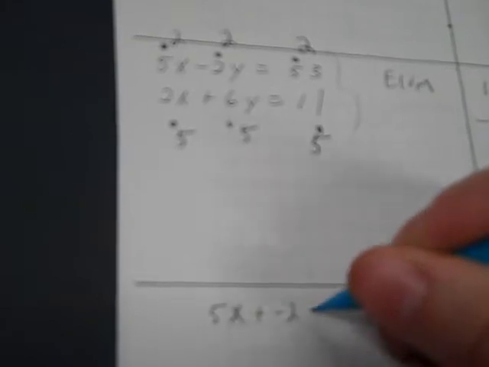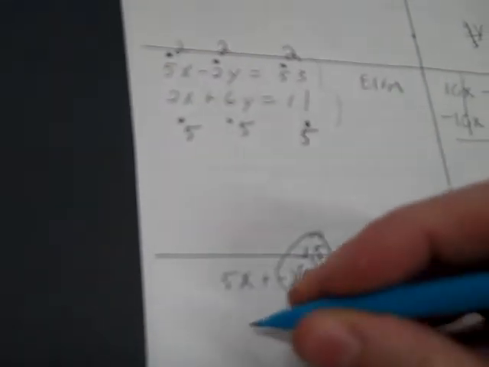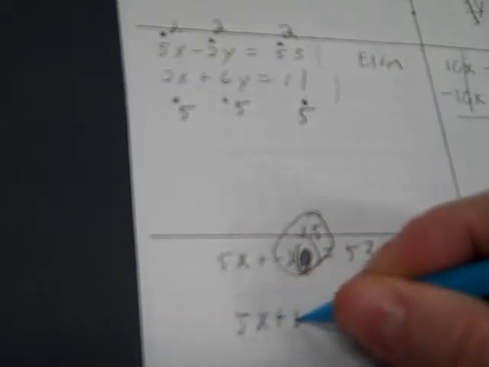Okay, pick one of the two equations. I'll go with this one. 5x, I'm going to rewrite the minus as plus negative 2y equals 53. Now you've got your solution for y. Delete it, put that solution in, and then multiply negative 2 times negative 1.5. I got 3. So we have 5x plus 3 equals 53.